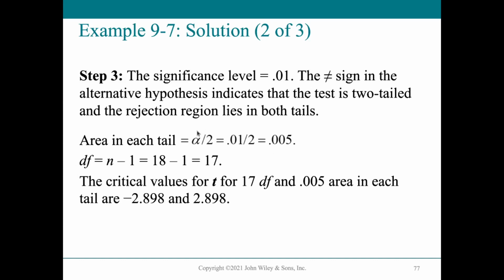So if you look at your t-table, we have your area of 0.005 against your degrees of freedom, which is n minus 1. So n is 18, so minus 1, that's 17. According to the table, which I'm no longer going to show you, but it's available at the end of the book that we have, the critical t-value for a degree of freedom of 17 and an area of 0.005 in both tails is negative 2.898 and positive 2.898.